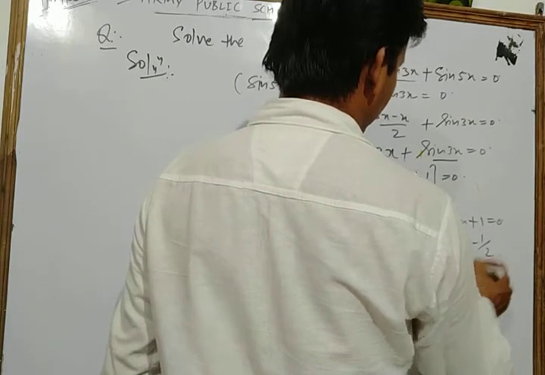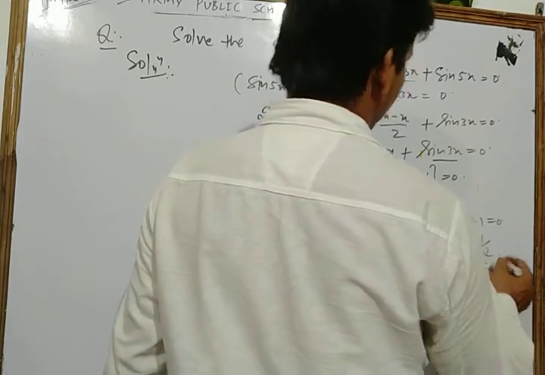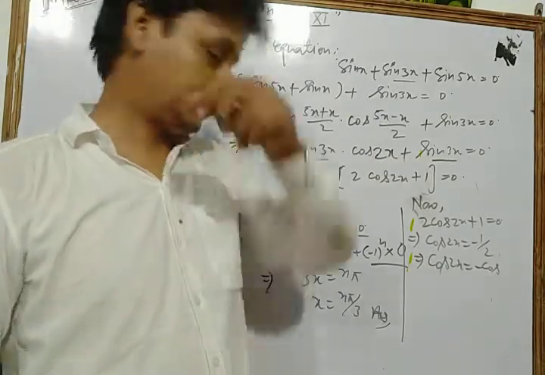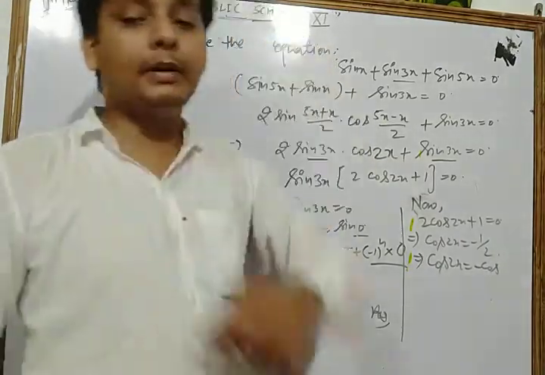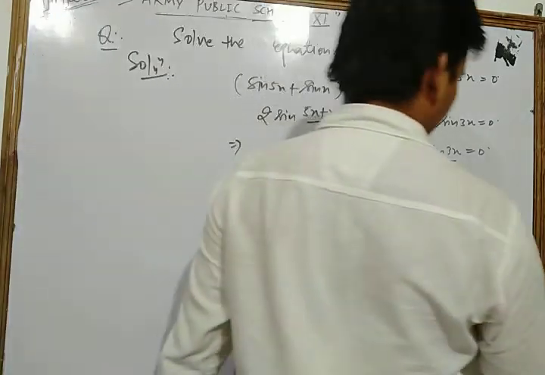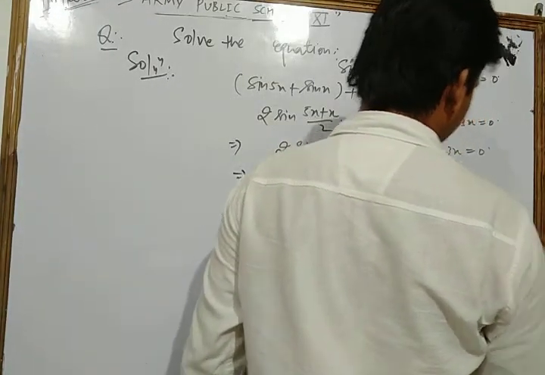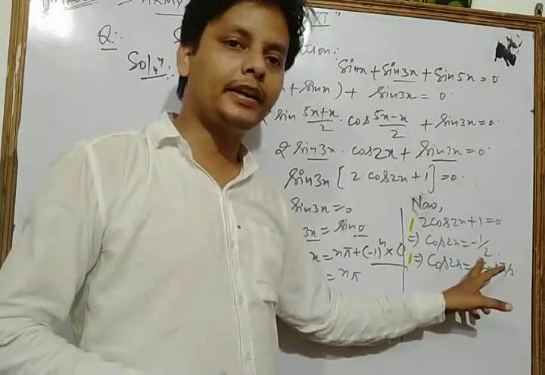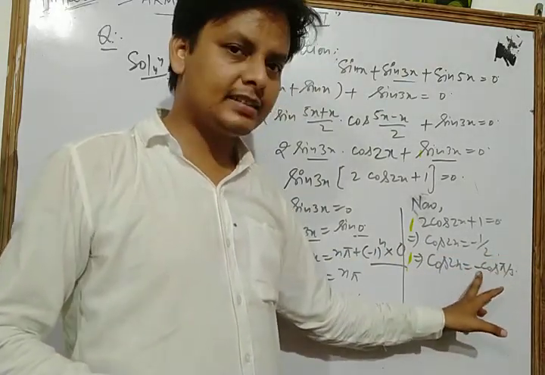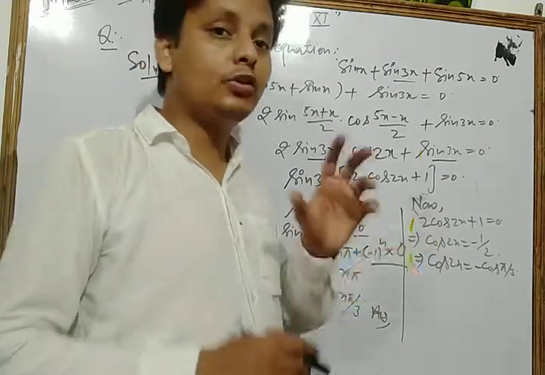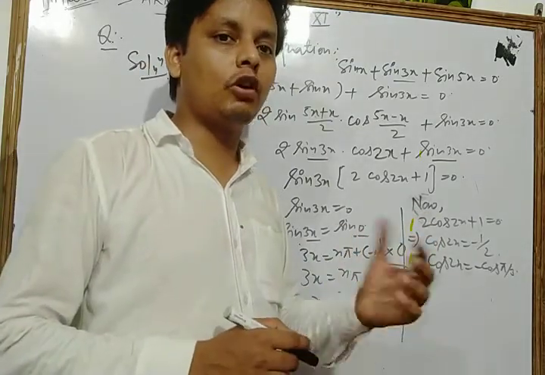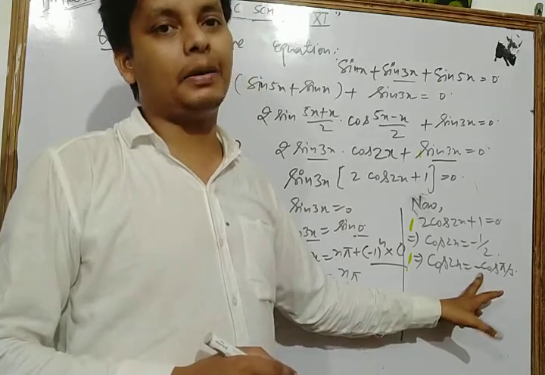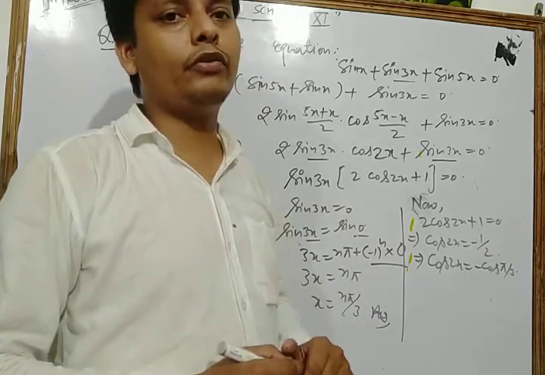Cos 2x is equal to minus 1 by 2. This is the value of what? Cos 60, pi by 3, right? Cos pi by 3. The value of cos 60 is 1 by 2, and here we have a minus. We know the trigonometric equation is in the form cos x is equal to cos alpha. So first we replace the minus by using the identity of trigonometric function.